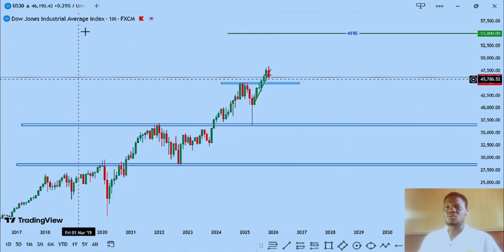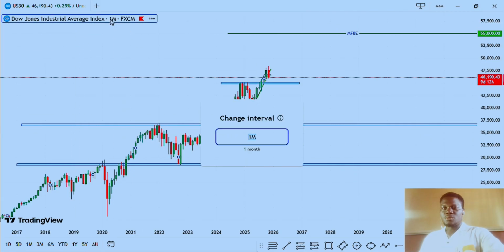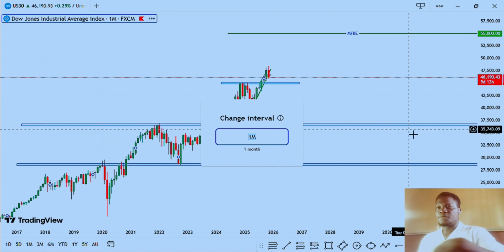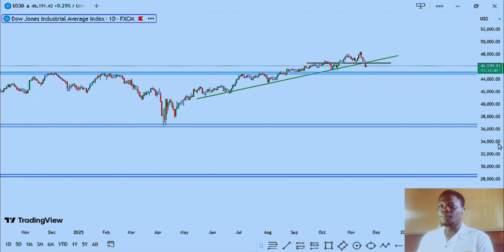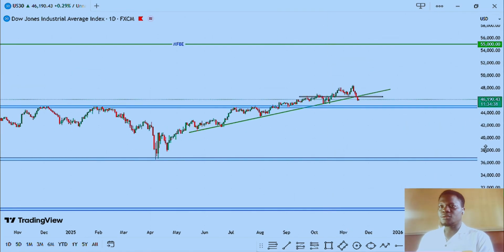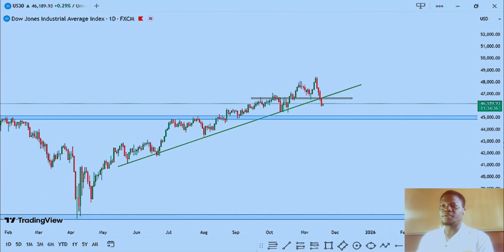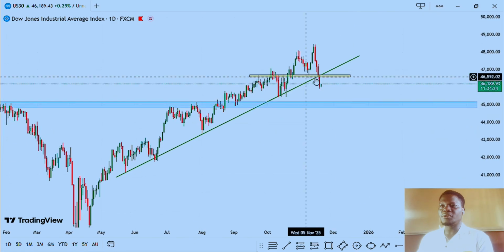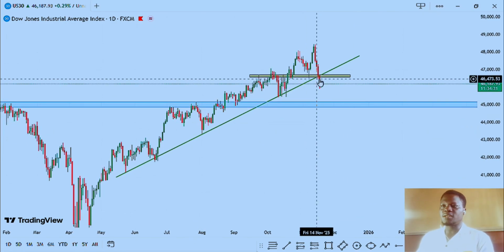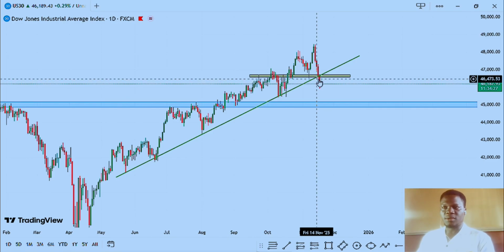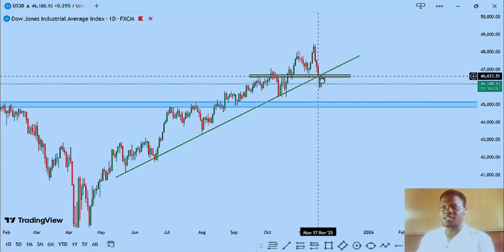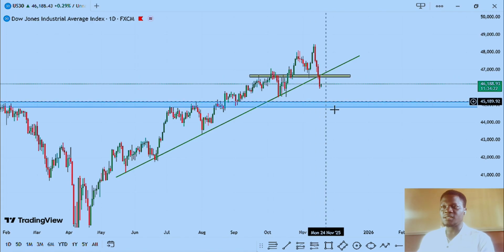But let's go to the daily time frame so we see this pullback clearly. So on this daily time frame, on this daily trend line, you see we have broken out of this daily trend line. So as long as we have broken out of this trend line, the next level for US 30 is 45,000, this blue bar area of 45,000.